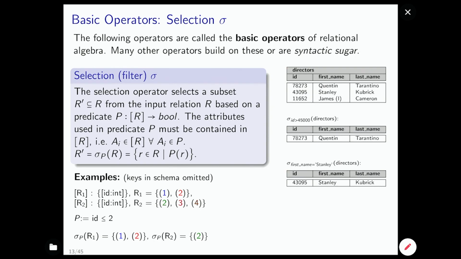I mean, you would typically have a query like ID equals 78,273. That's what you would expect. So here's another query against strings. The first name is Stanley, and then you get Stanley Kubrick, and so forth. So that's a selection operator.